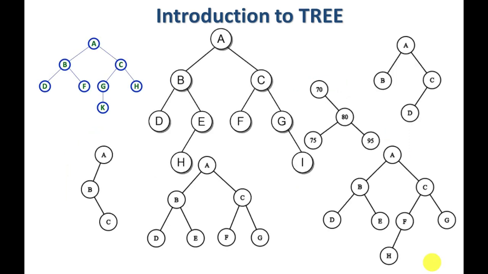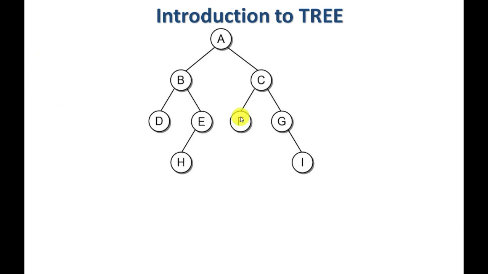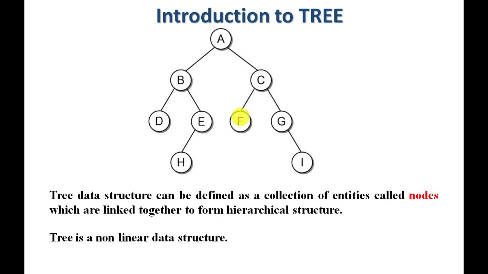All the images you see here are examples of trees. We take this image for further discussions. First, I want to give the technical definition of the tree. A tree data structure can be defined as a collection of entities called nodes which are linked together to form a hierarchical structure. Here, all the circles are the nodes. All the nodes will contain some data, and this data can be of any type. In our case, A, B, C, D, E, F, G, H, I.